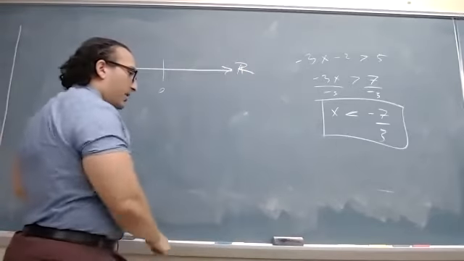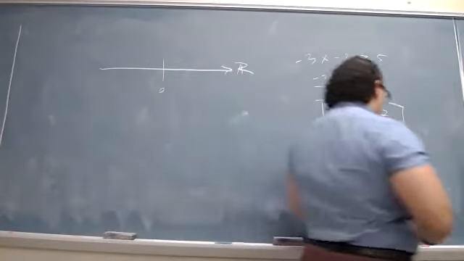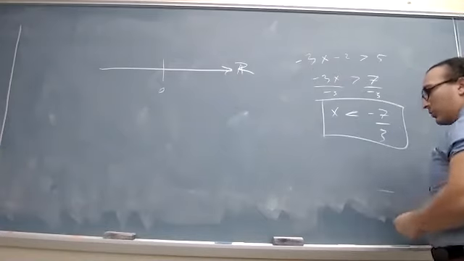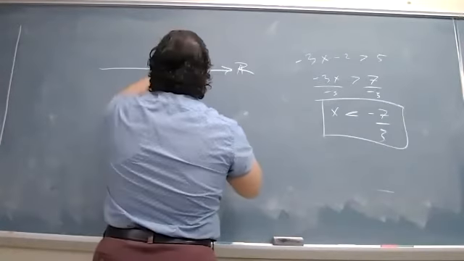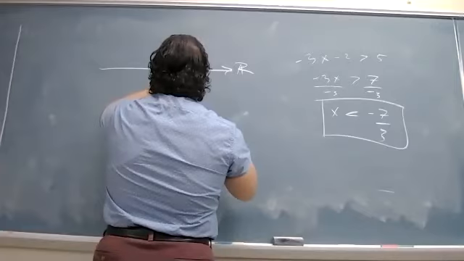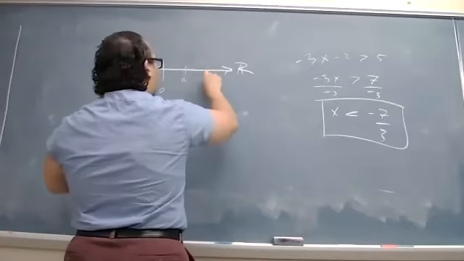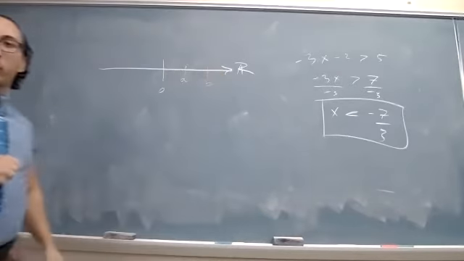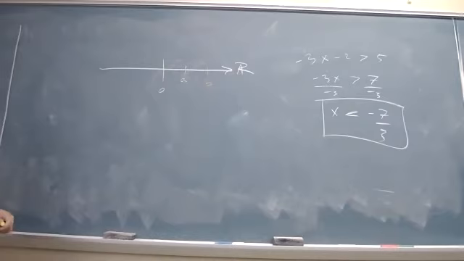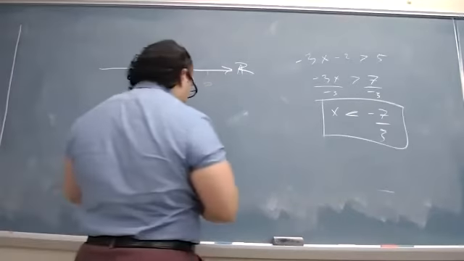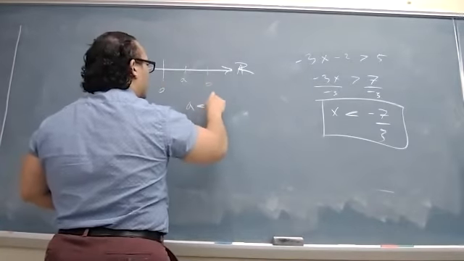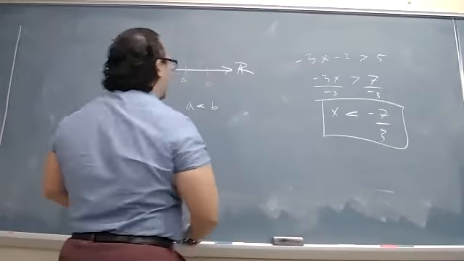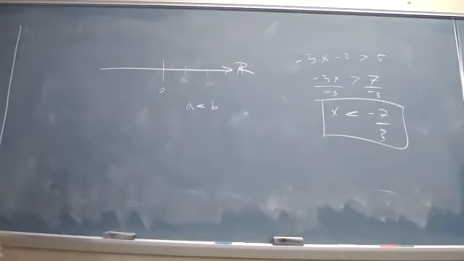Let's say we have the real line. Let's say we have a 0 here. Let's say I have two numbers, a number A and a number B. Okay? Clearly, we can see that right here, A must be less than B, right?